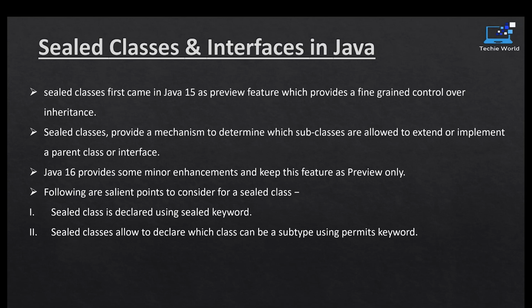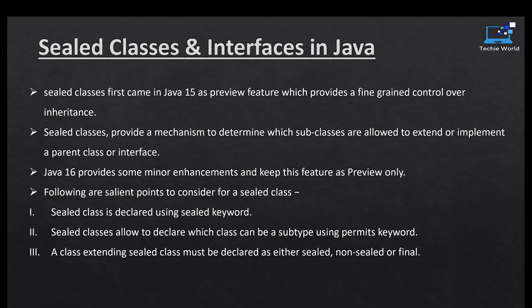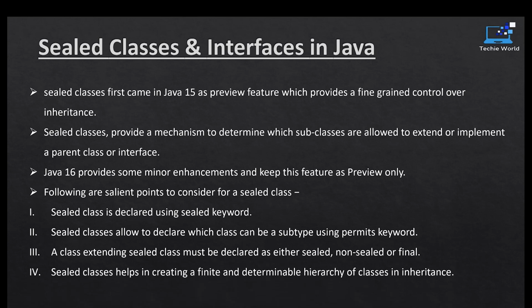Okay, that's the second point. Sealed classes are allowed to declare which classes can be subtypes using the permits keyword. That's what I told you, right? And the third point is a class extending a sealed class must be declared as either sealed, non-sealed, or final. Fourth point is sealed classes help us in creating a finite and determinable hierarchy of classes in inheritance, right?